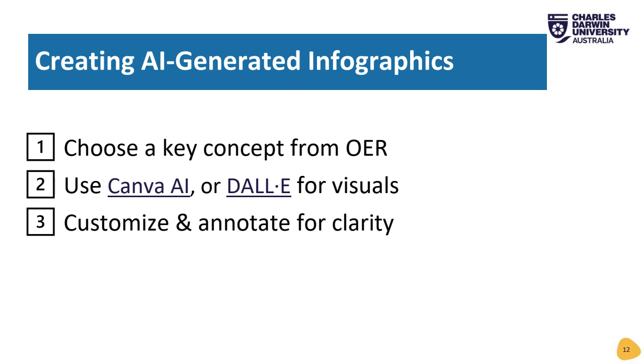When we look at creating AI-generated infographics, there are 3 steps to follow. The first is choosing a key concept from OER. The second is using a tool which could be Canva AI or DALL-E for visuals. And the third step is to customize and annotate for clarity.